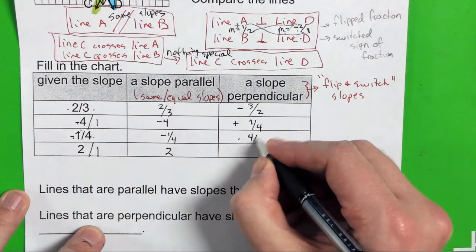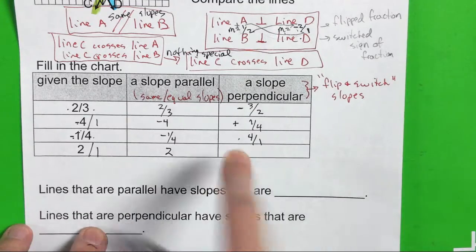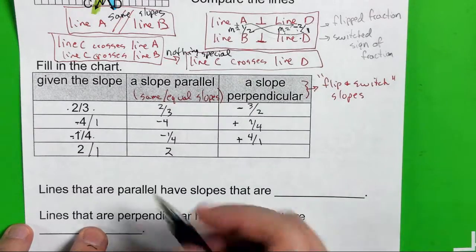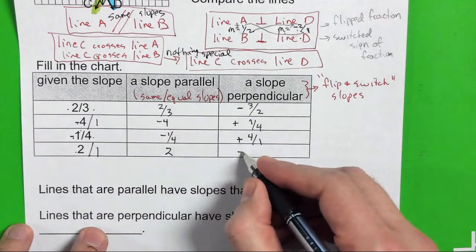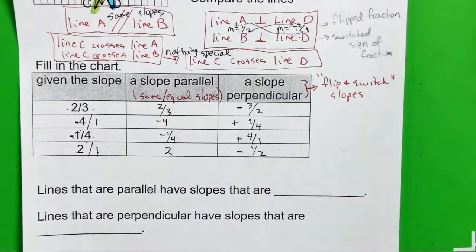You notice I didn't put it on this one, right? But I'll put it there for emphasis, but you don't have to put it there. Okay, this is positive, so I know it's negative. 1 goes on top, 2 goes on bottom.